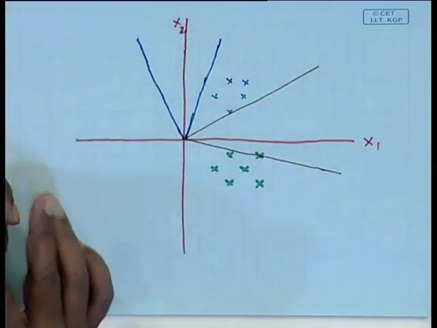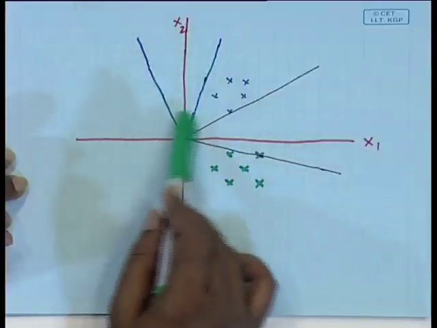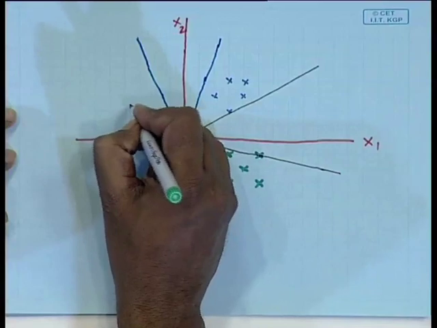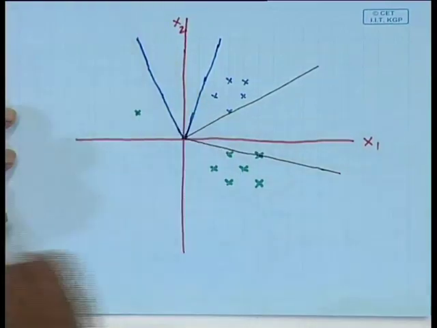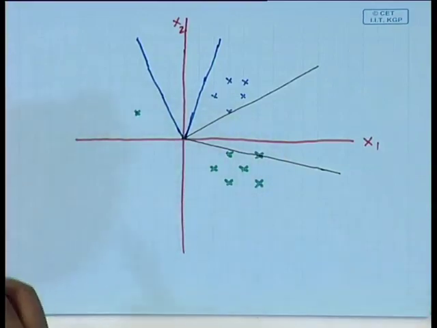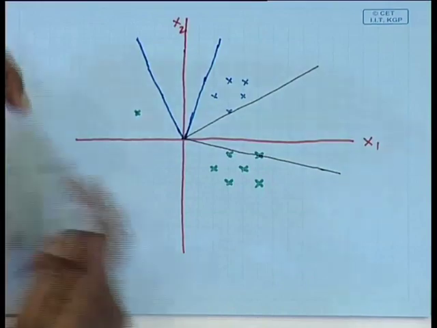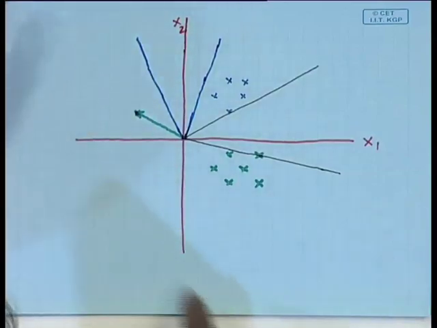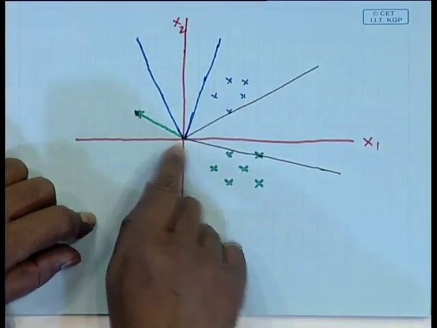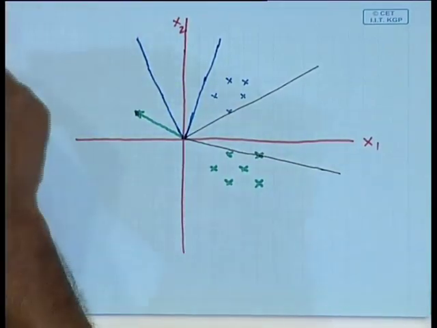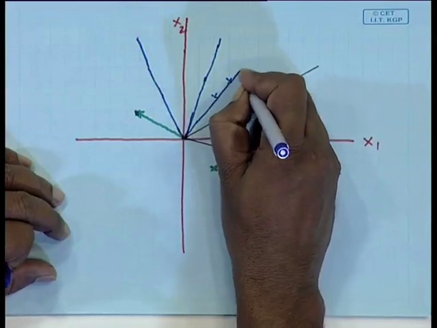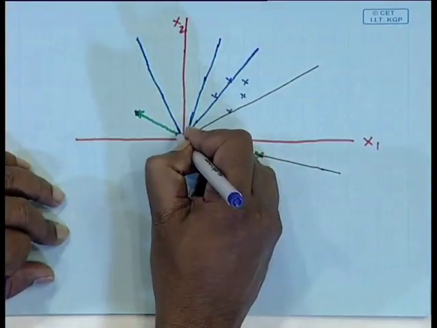Now, because initially we said that A 0 is arbitrary, I cannot ensure that the initial choice of A 0 will be within this solution region. Let us assume that my initial weight vector, because it is arbitrarily chosen, is chosen somewhere over here. So, this is my A 0. The decision surface which is defined by this A 0 is orthogonal to this.